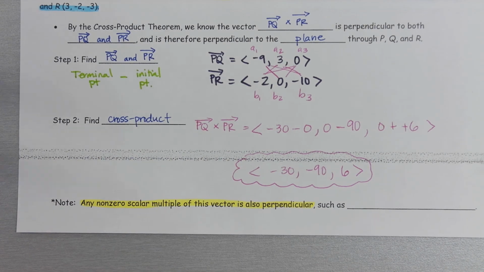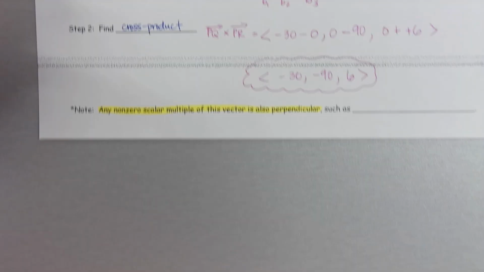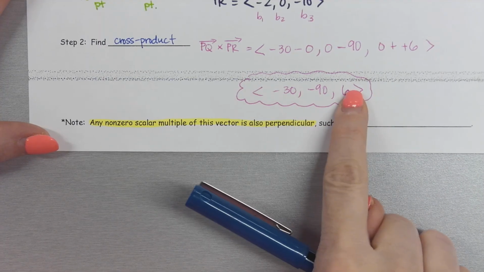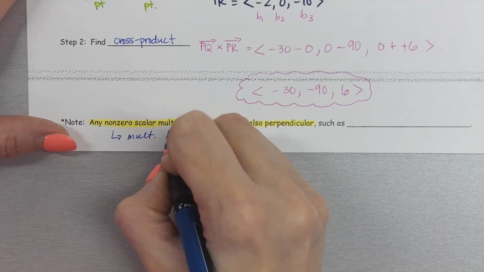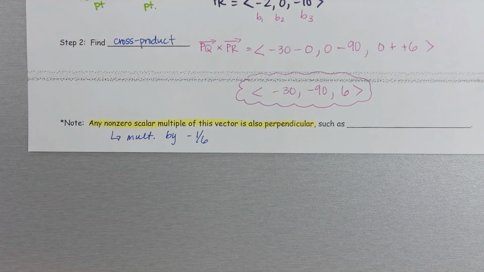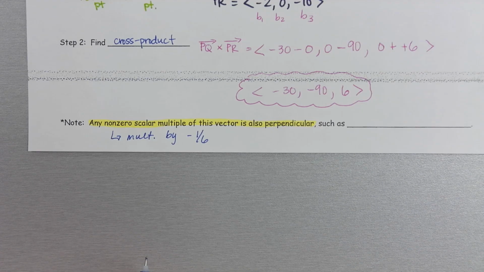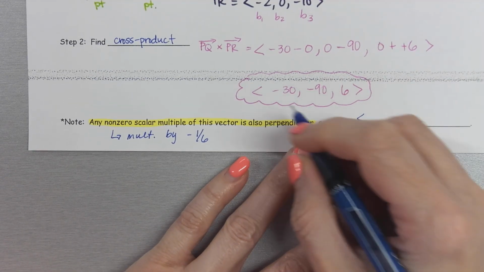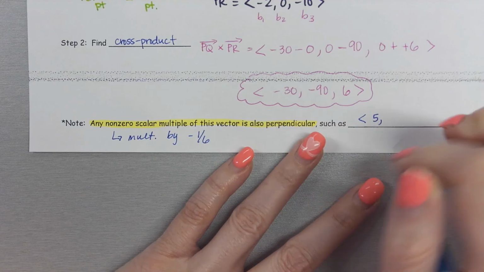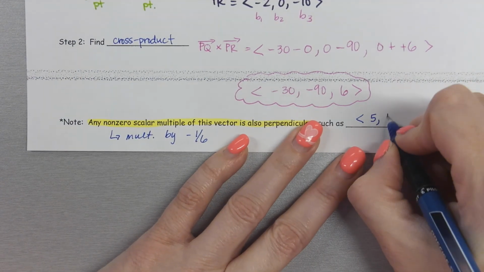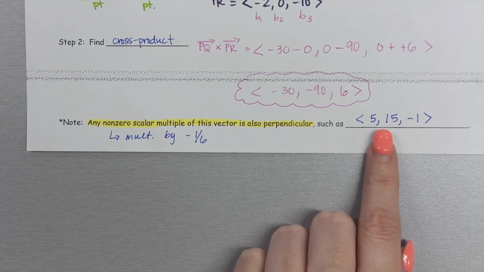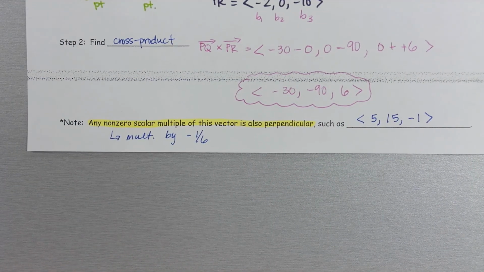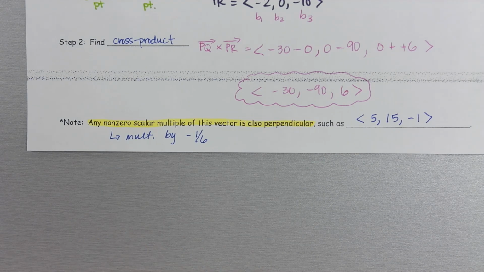Now, in most cases, people find it helpful to multiply by something that would reduce the vector. So 6 is a number that goes into all of them. So let's do that as our example. You can multiply by negative 1/6. If you did that, you just have smaller values. Negative 30 divided by negative 6 would be 5. 90 divided by 6 is 15. 6 divided by negative 6 is negative 1. Okay, so this vector is also perpendicular to the plane that passes through those points, P, Q, and R.